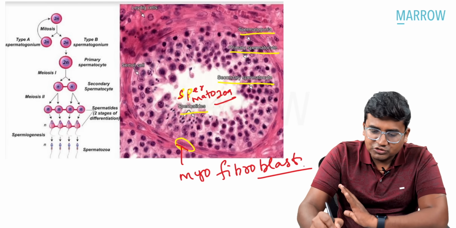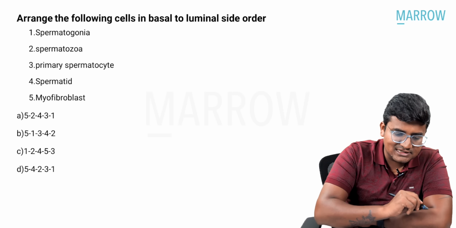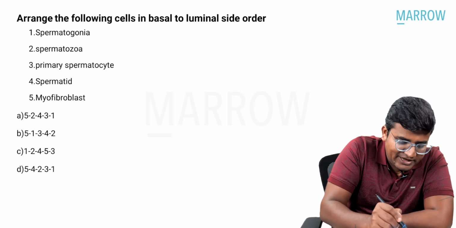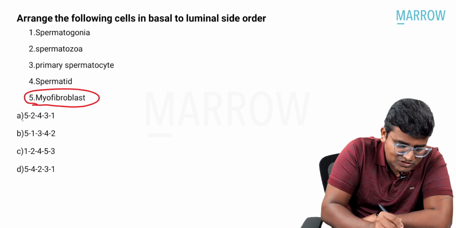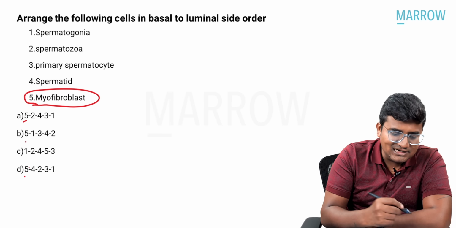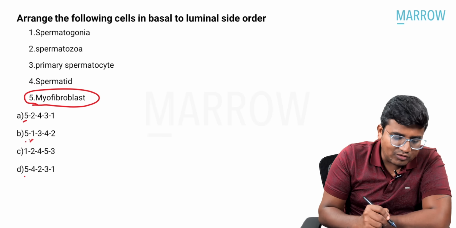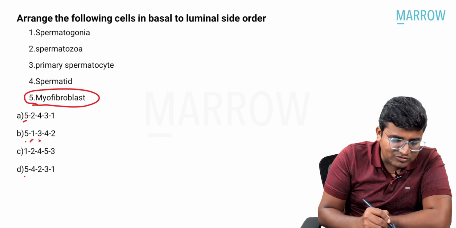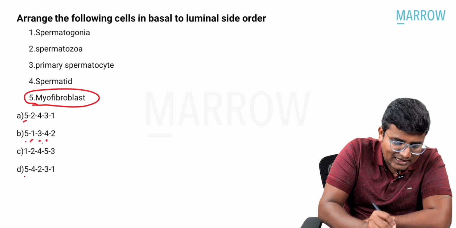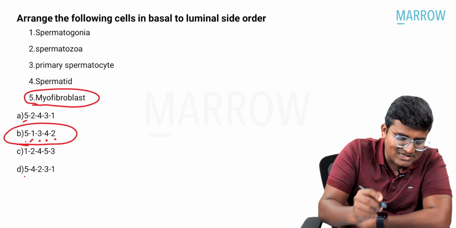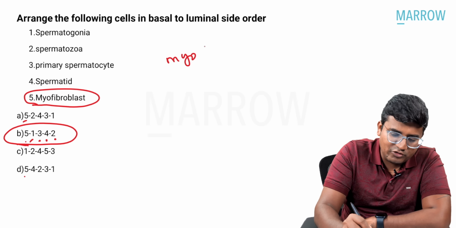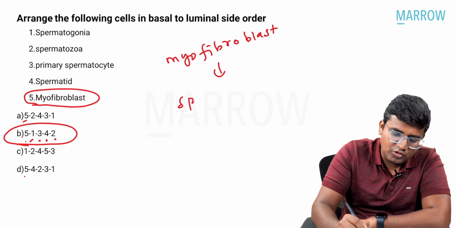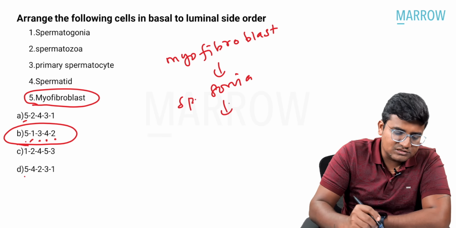Is that clear? So if you get this clue, then we got the answer. The first cell from the base is our myofibroblast. So 5 is the first. And then spermatogonium. Okay. And then primary spermatocyte, and then secondary spermatocyte, and then spermatid, and then spermatozoa. So B is our answer. So first myofibroblast in the base. Now from there, our spermatogonium, and then spermatocyte.